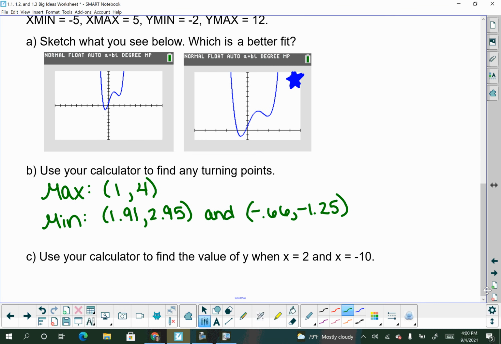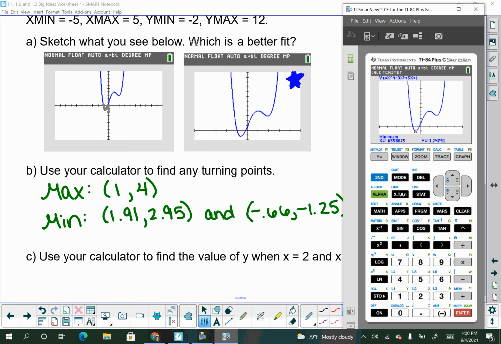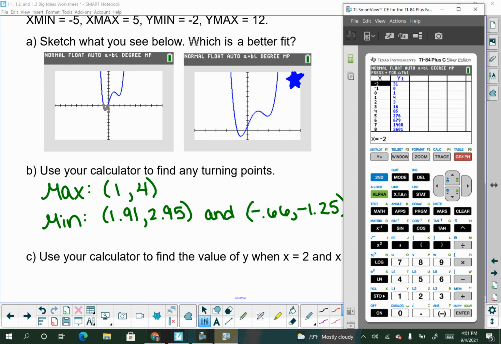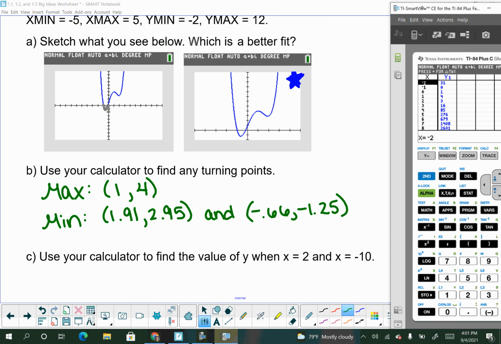So that's how we get turning points, minimum and maximum values. Finally, we want to use the calculator to find the value of y when x is 2 and x is negative 10. Now there are a couple different ways to do this that I talked about in the Edpuzzle video. Honestly, guys, the easiest way to get it is to go to your table. Second graph, table, and you're just going to look for where x is 2 and x is, what was the other one I was looking for?